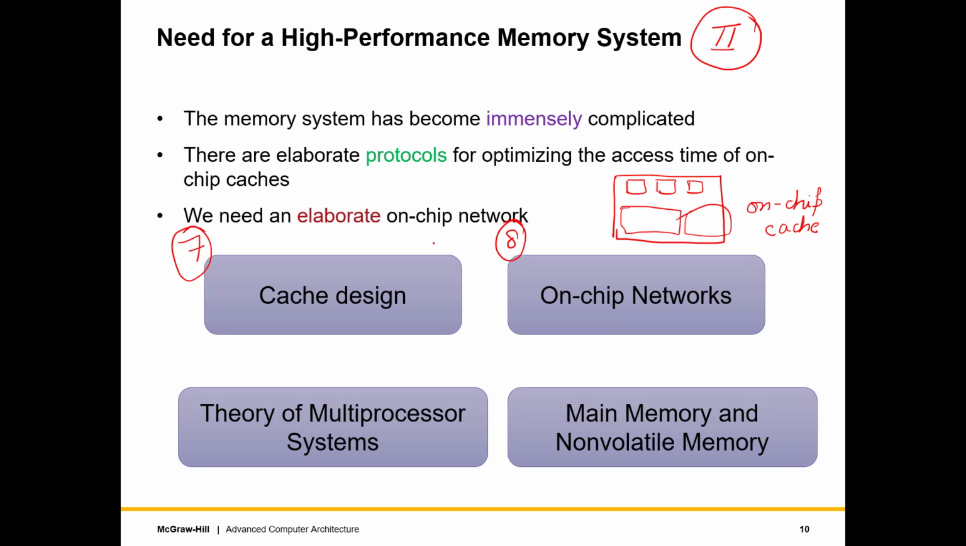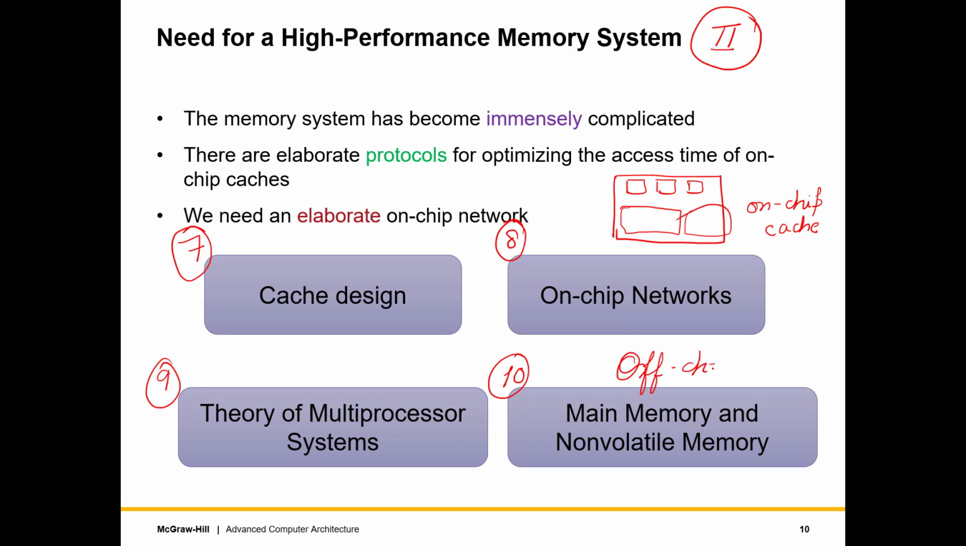Then when we consider multiprocessor memory systems, they get quite complicated. So we will discuss them in chapter 9. And finally, in chapter 10, we will discuss off-chip memory. Right? So the first 3 were for on-chip memory, but then we will discuss off-chip memory.